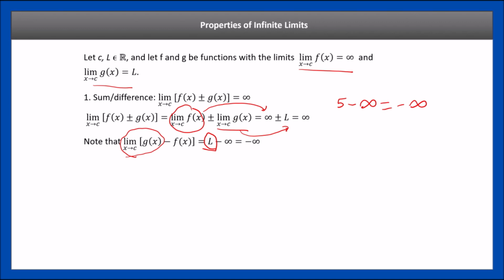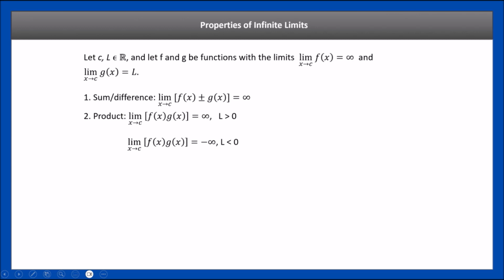So a positive number minus a really big number is a negative number. So hence negative infinity. Now let's focus on the product.